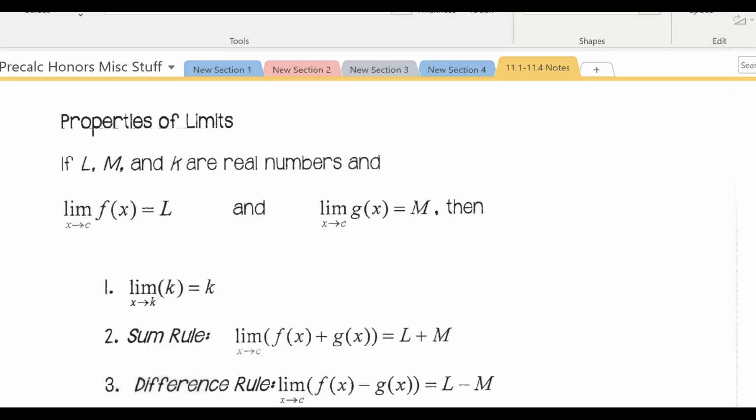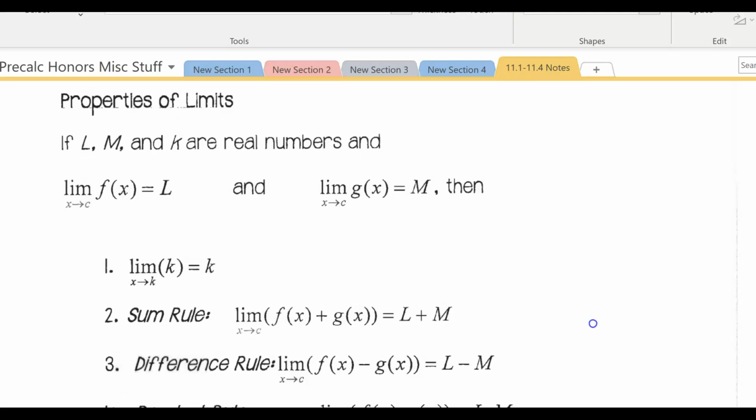This is Mr. Martin. This video is a continuation of section 11.1 for Precalc Honors. We're continuing to talk about limits. So let's take a look at this list of properties.